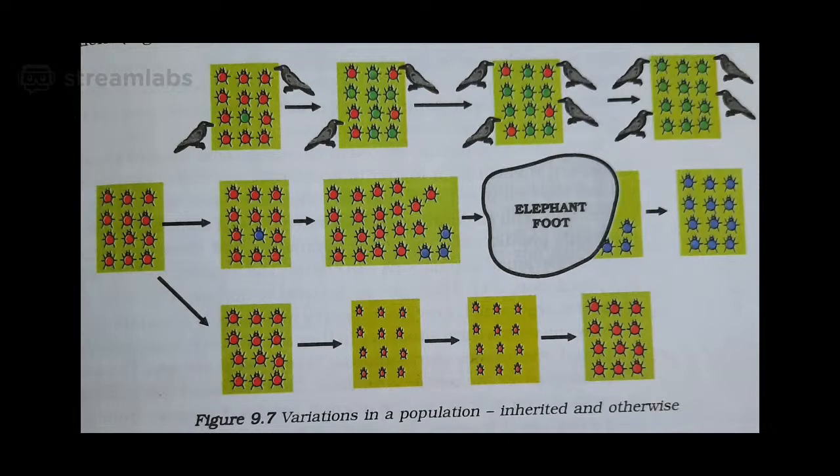The adaptations which we get from evolution, they easily get adapted to the environment, and those organisms will survive. And those which are not adapted to the environment will be removed from nature. And this first example is a very good example of natural selection.